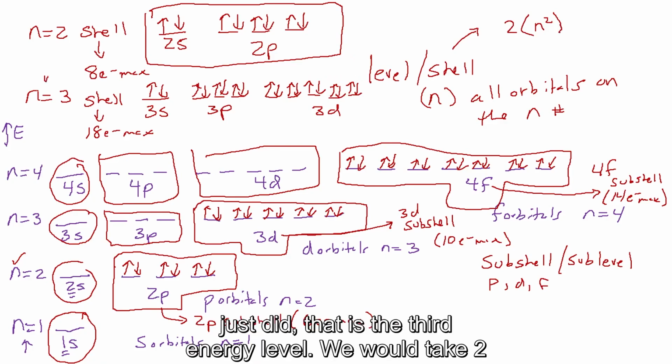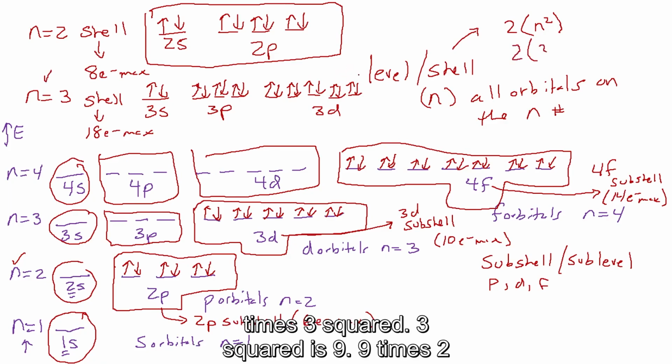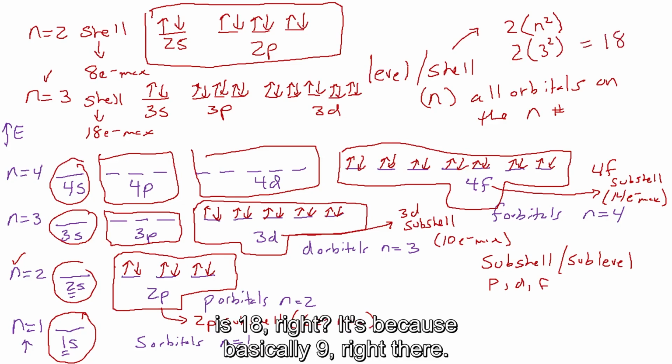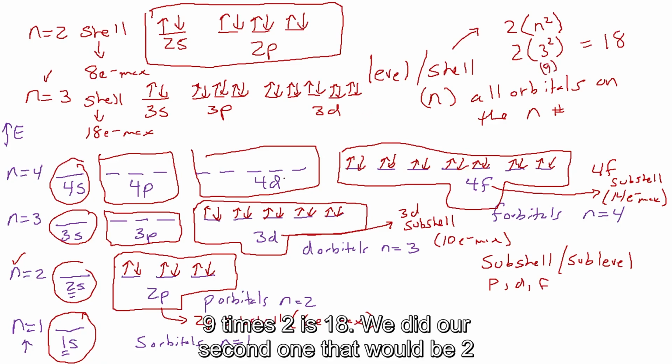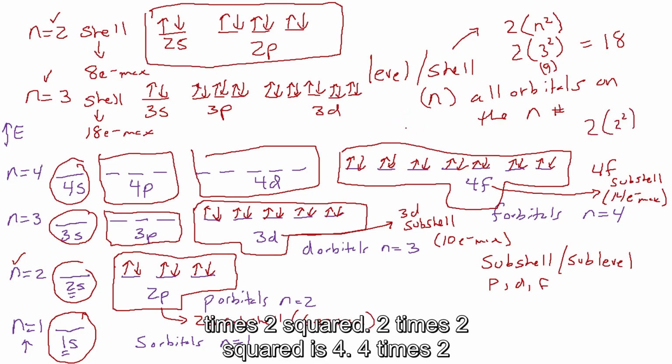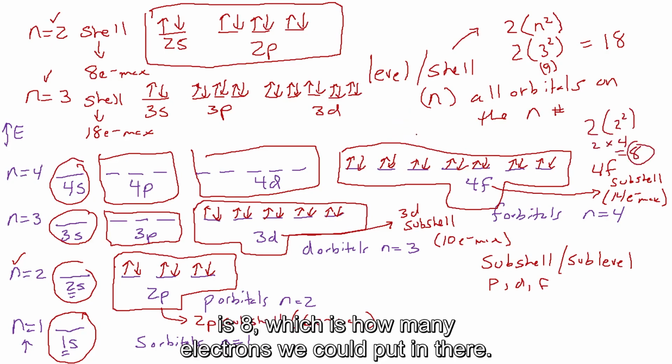So for example, the one we just did, that is the third energy level. We would take 2 times 3 squared. 3 squared is 9. 9 times 2 is 18, right? Because that's basically 9 right there. 9 times 2 is 18. We did our second one. That would be 2 times 2 squared. 2 squared is 4. 4 times 2 is 8, which is how many electrons we could put in there.